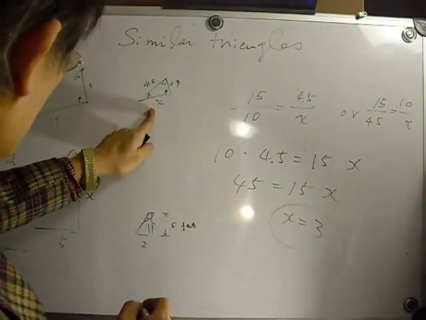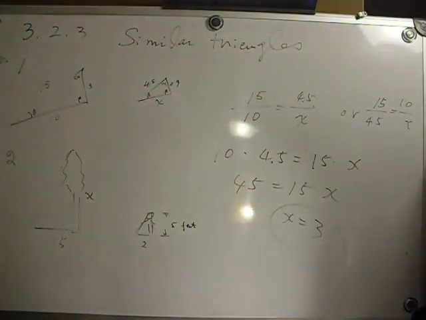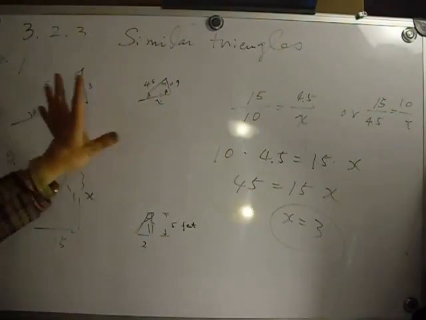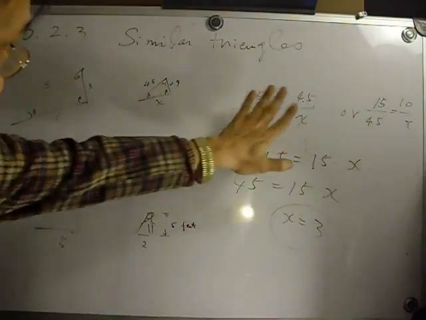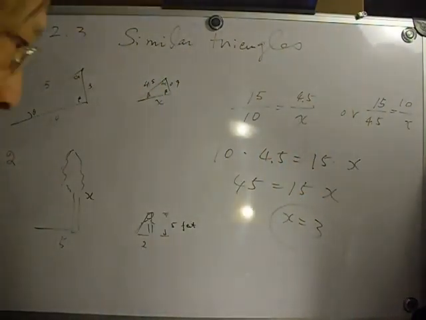Okay, that is the way to solve the similar triangle problem. Whatever wording, doesn't matter. As long as you figure out what the corresponding sides are, just write out the proportion. Alright, that's the first example.